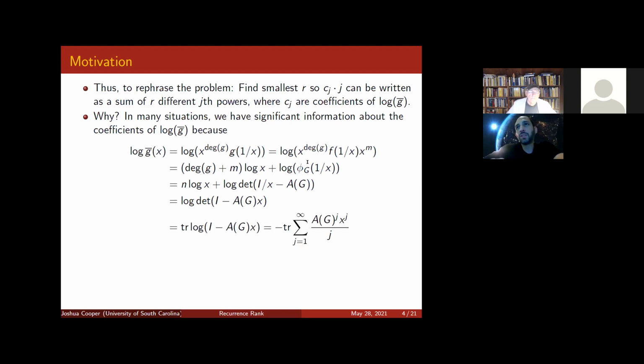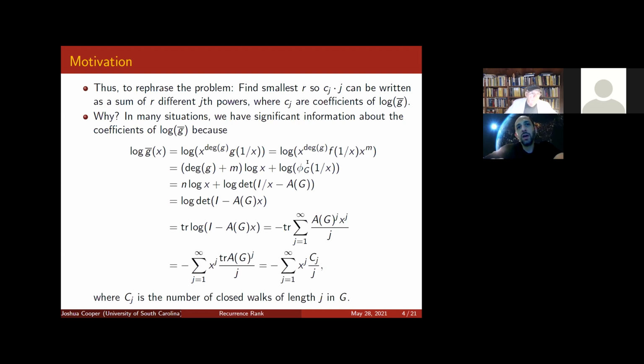And by this amazing fact that log determinant equals trace log, that I learned way too late in life, that is equal to the trace of the log of I minus A of G times x, where we think of log as, again, formally just using the power series. That in turn, there it is, there's the power series, is the negative of the trace of this infinite sum. That's just the power series for log.